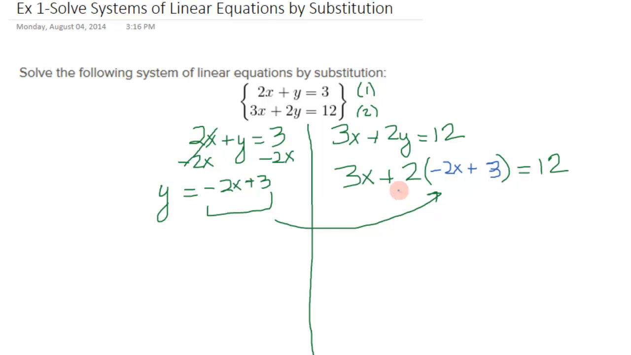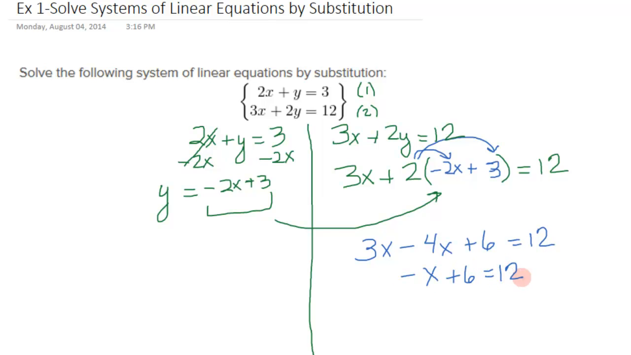Now what we want to do is, on the right-hand side, solve for x. So we are going to have to distribute this too. Let's distribute that first. We get 3x, and 2 times negative 2 is a minus 4x. 2 times 3 is 6, and that equals 12. Now we're going to solve for x here, combine like terms, so we get negative 1x plus 6 equals 12. Solving for x, I need to subtract the 6. So negative 1x equals 12 minus 6, which is 6.